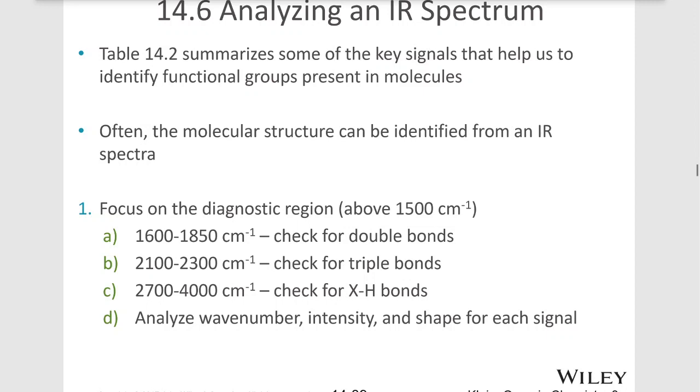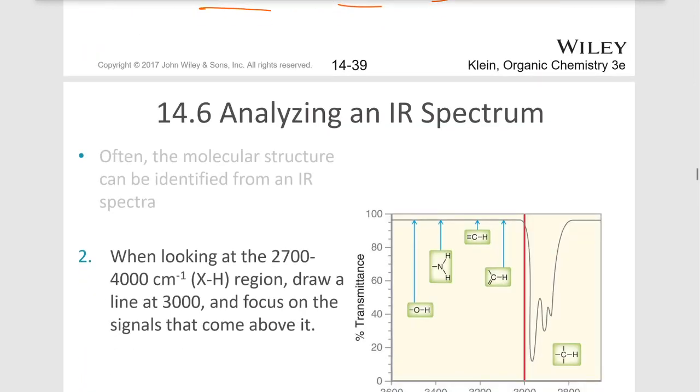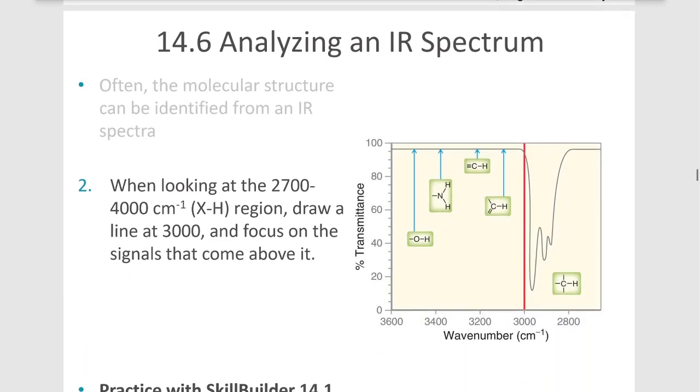Okay, so again, in this region, 1600 to 1850, we're going to check for carbon-carbon double bonds or carbon-nitrogen double bonds. 2100 to 2300, we're checking for triple bonds. 2700 to 4000, we're checking for bonds to hydrogen. And we analyze the wave number, intensity, and shape for each signal.